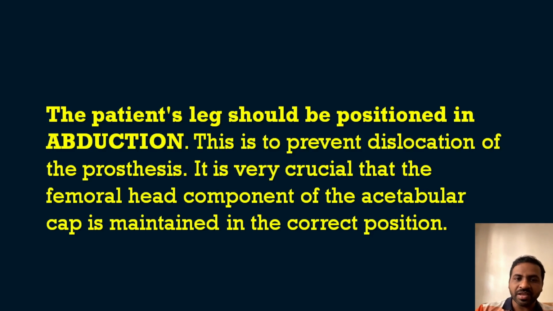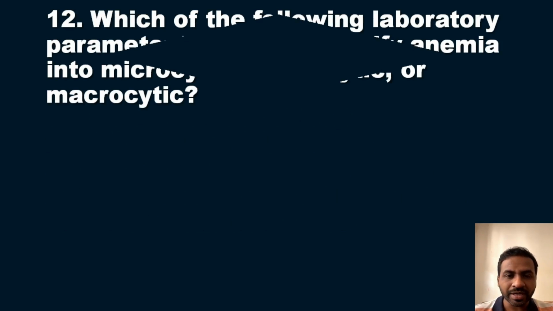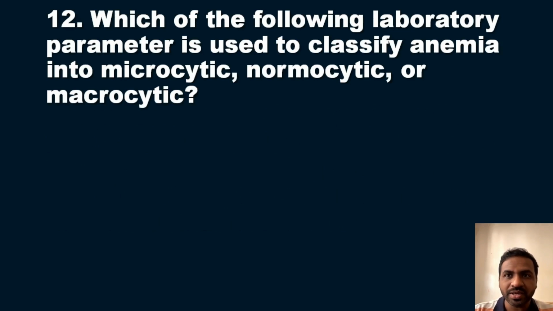If you are keeping the patient in other positions, like on the affected side, or if the leg is rotated internally or externally, there are chances that the prosthesis can get dislocated, and the purpose of the hip replacement won't be achieved. So that's why we have to keep the patient always abducted on the non-affected side. So that is the answer for that question. Now we will move on to the next question, the 12th question in the series.